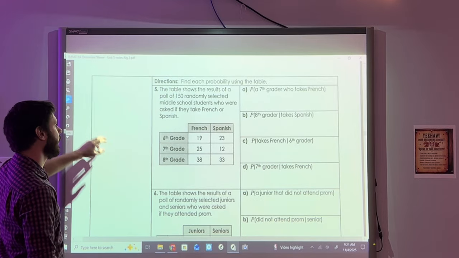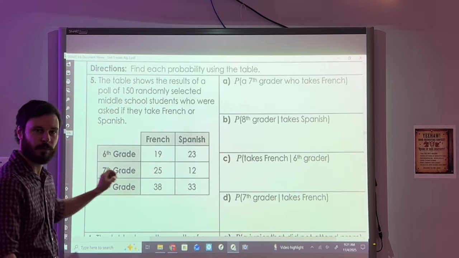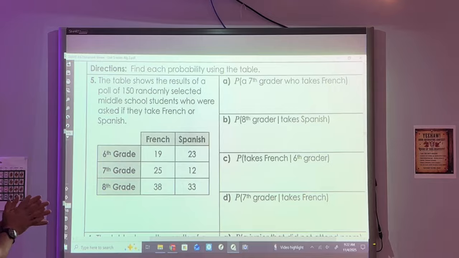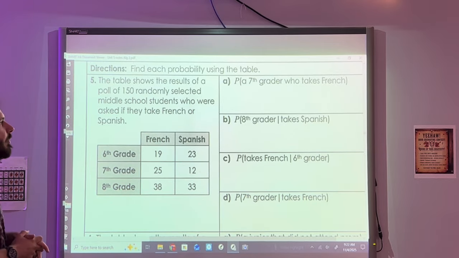Okay, we got a more complicated table. Just a little bit more complicated, but not really. The table shows the results of 150 randomly selected middle school students who are asked if they take French or Spanish. Okay. I want to find the probability of a 7th grader who takes French.